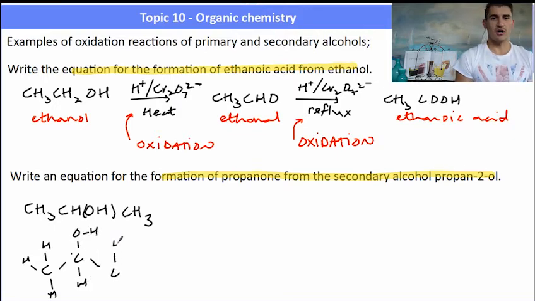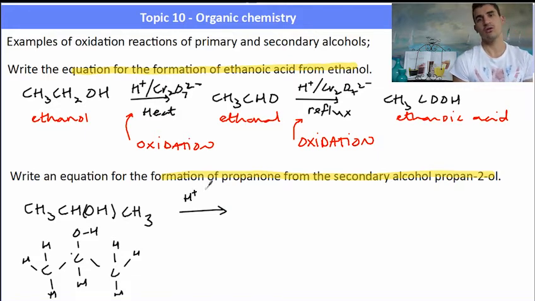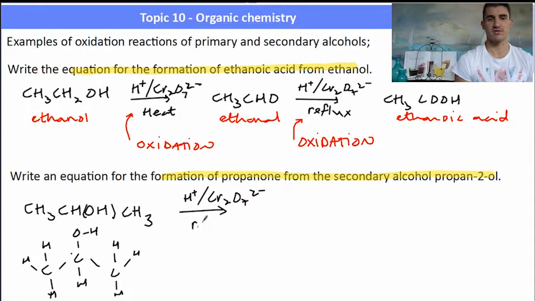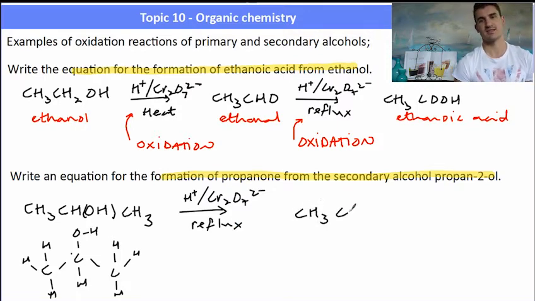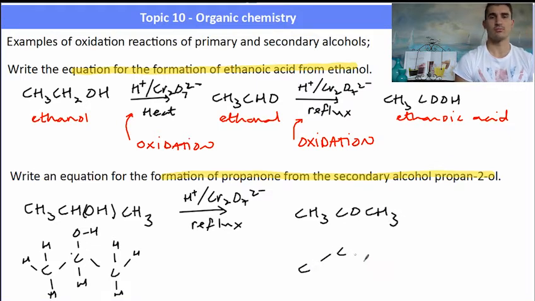Now, to get this to oxidize, we need to add in our oxidizing agent, acidified potassium dichromate, and to ensure that this turns from the alcohol to the ketone, we need to heat under reflux conditions. That will form our ketone, and our ketone has the functional group C double bond O. So we'd have CH3, C double bond O, CH3, which would be called propanone.